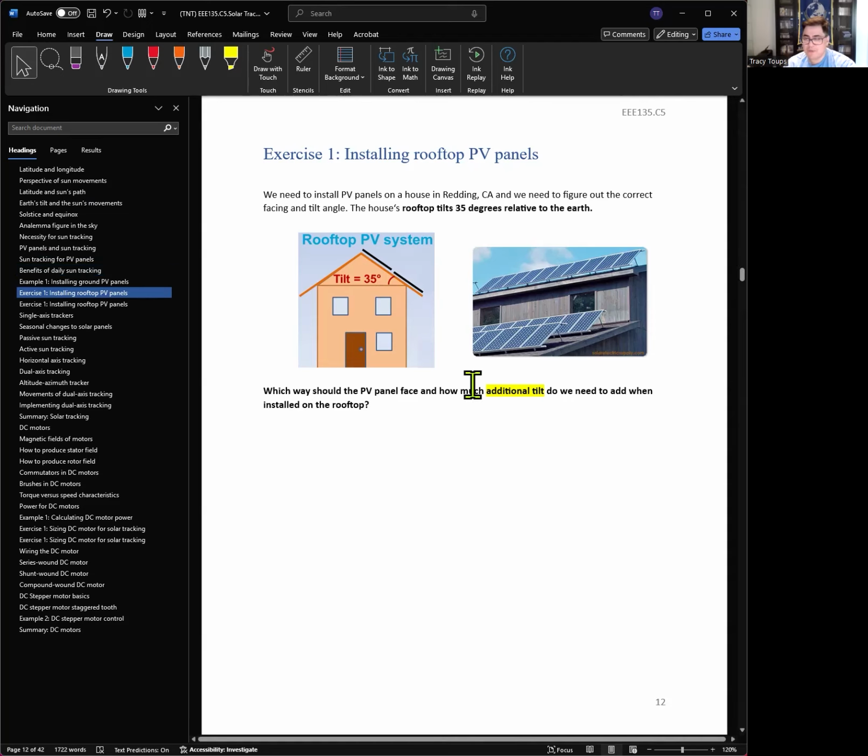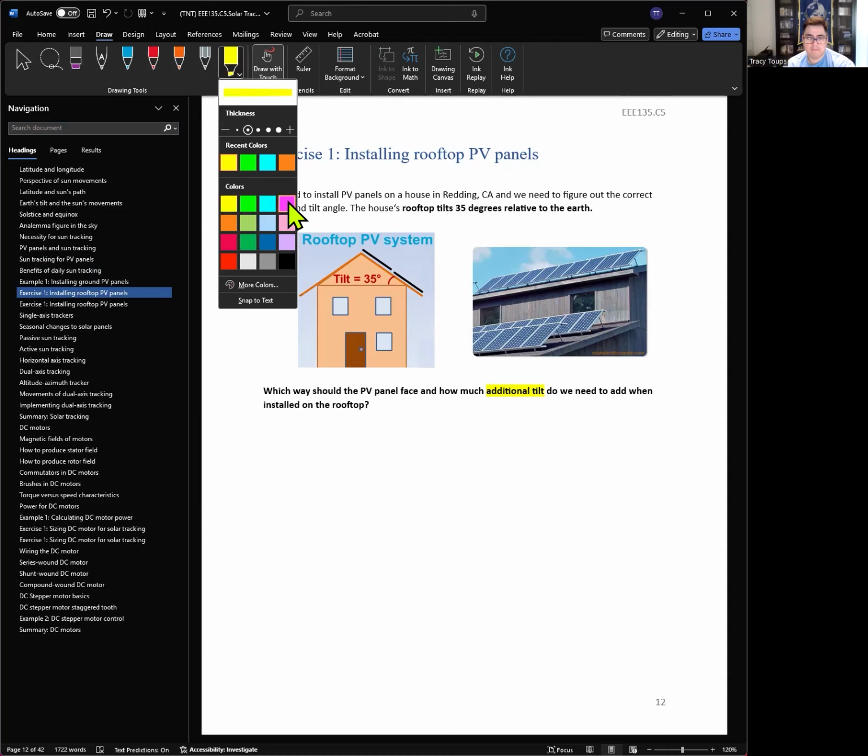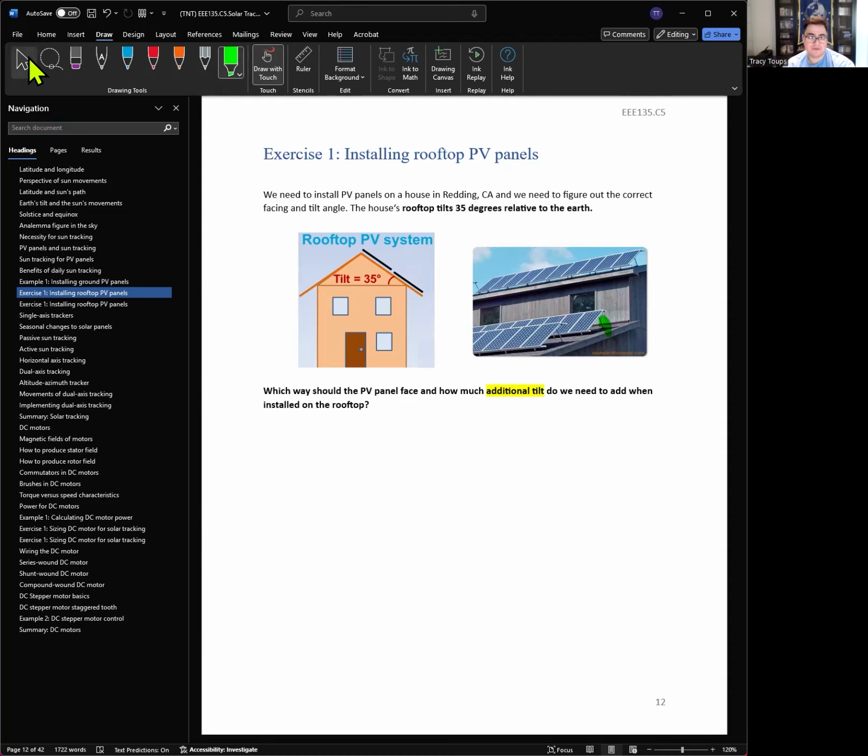So how much additional tilt do you have to install into the solar panel on the rooftop to make sure we get the ideal, best solar energy out? I want you guys to find this angle right here. You already have the angle of the house. What's this extra angle bracket we need? That's what I want you to find.